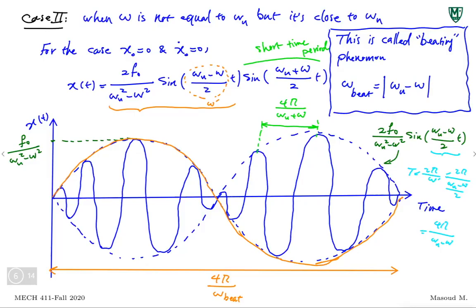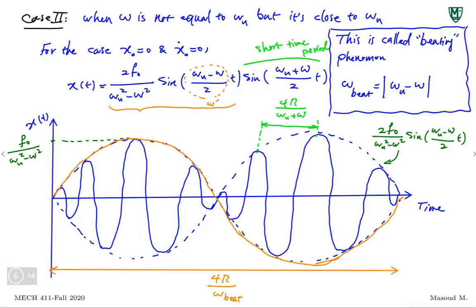Let me just erase this. It's just the logic, so you know where that orange time period came from. All right, that's pretty much it. I can give you some places to look for examples before I go over the example I want to go over in the textbook.